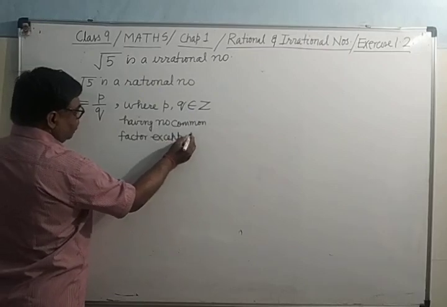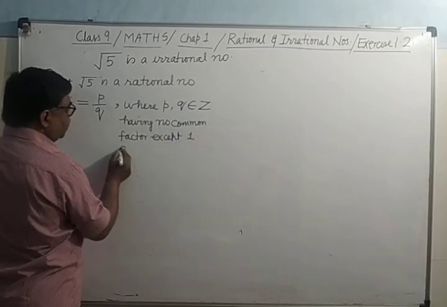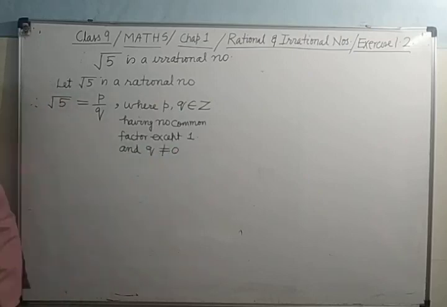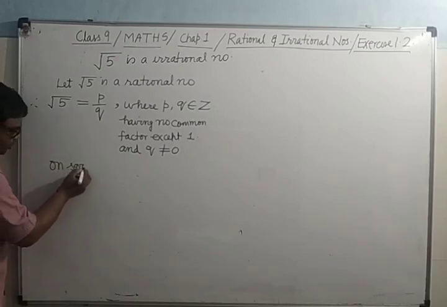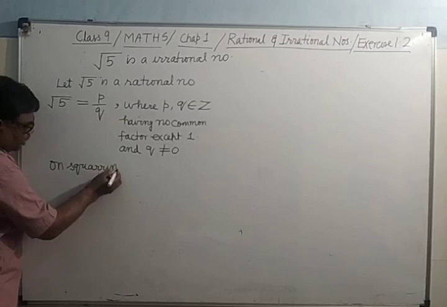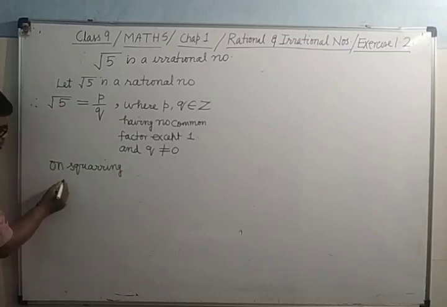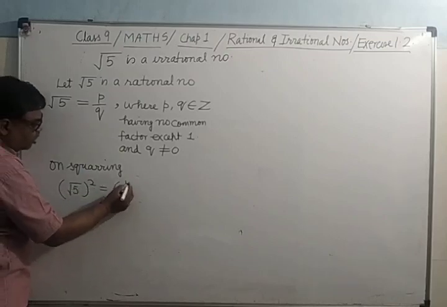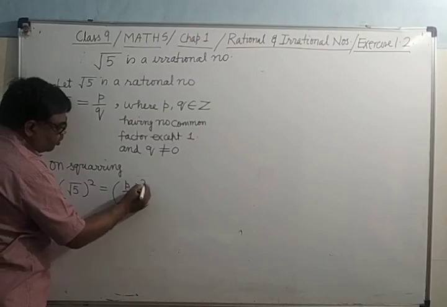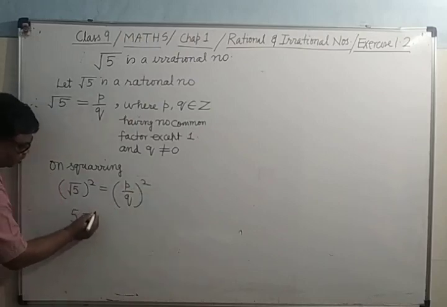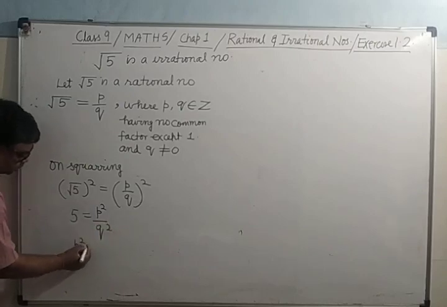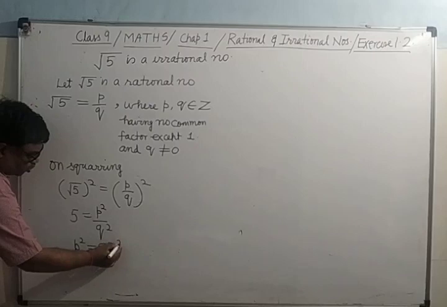...except 1, and q is not equal to 0. This thing you have to write on squaring. So when we do the square of a square root number, what happens? The square root is removed. So 5 equals p square upon q square. So p square equals 5 into q square.